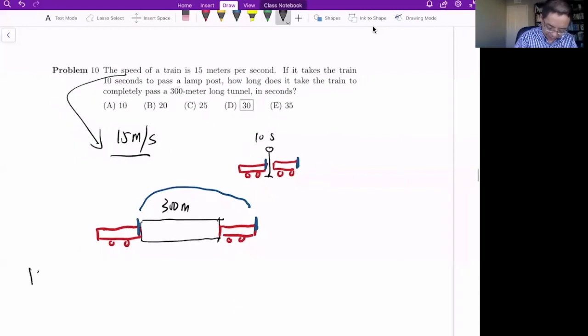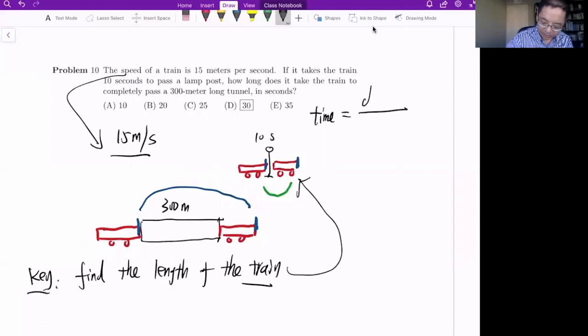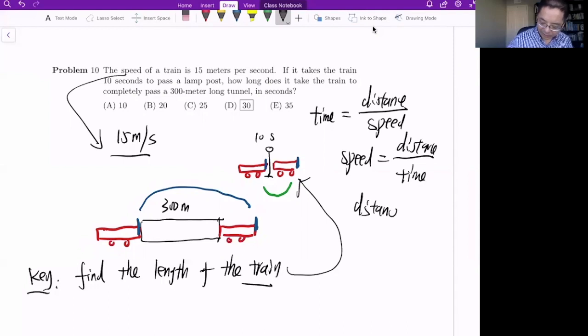So the key is to find the length of the train, right? How do we find the length of the train? Because it says it takes the train 10 seconds to pass the lamppost, which is exactly the length of the train. So let's recall our general formula. Time equals distance divided by speed, or speed equals distance divided by time. This is the same as distance equals speed times time.